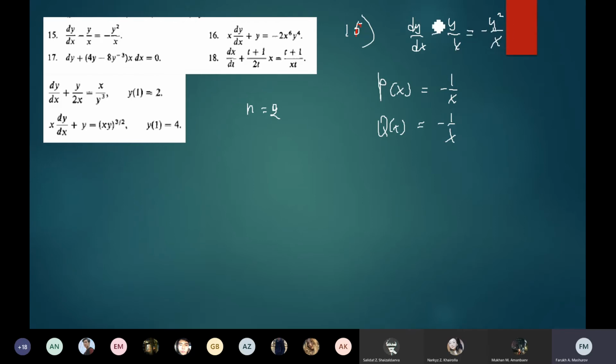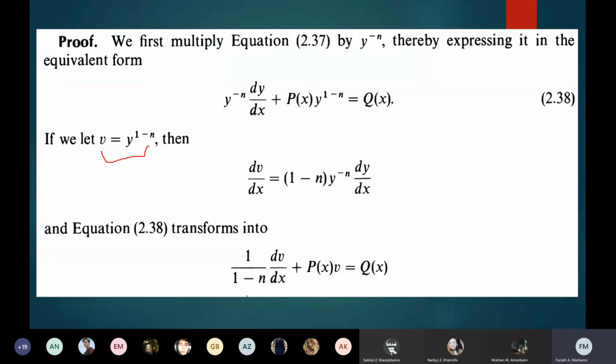Since this one is in standard form. If you don't have this form, you should first obtain the standard form. After that you should determine what is Q(x) and what is P(x). We just choose the power of y. Here n is equal to 2. This one is the power of y.